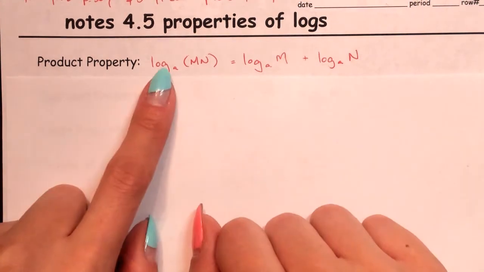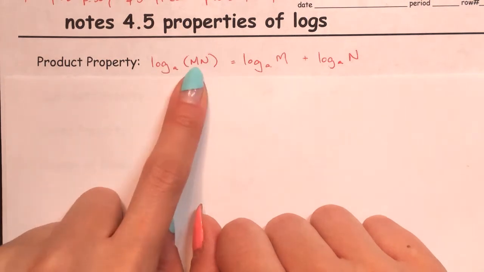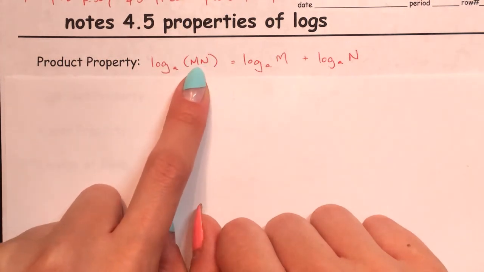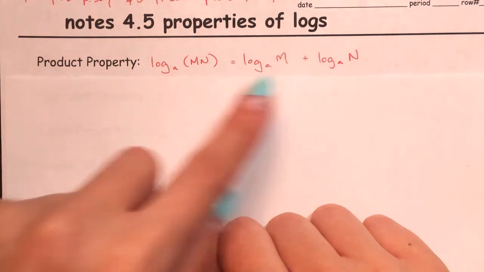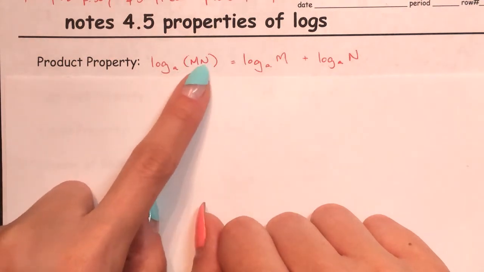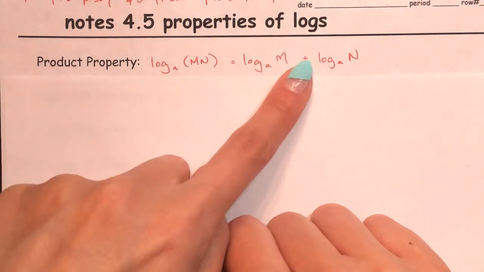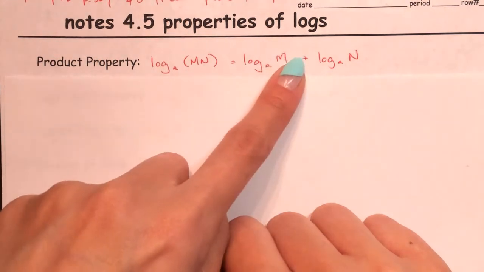So when we expand, if you have one log, you can possibly, if two things are getting multiplied together, break it up into two or more logs. So that's why it's called expanding. The one log turns into more logs. So when you're multiplying in one log, you can break it up into two logs with the same base, and then you're adding.